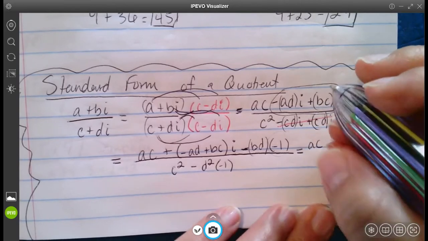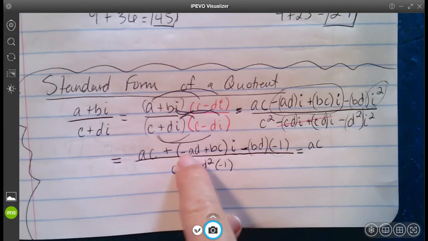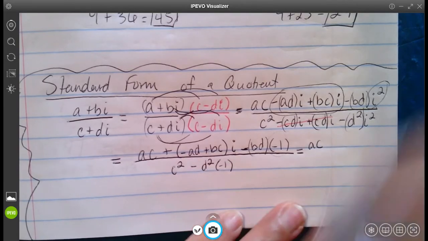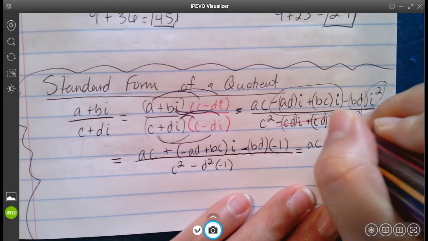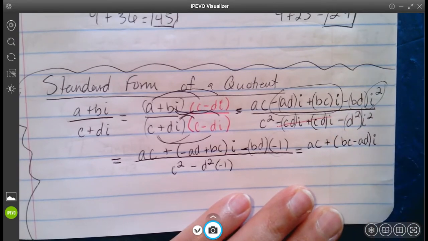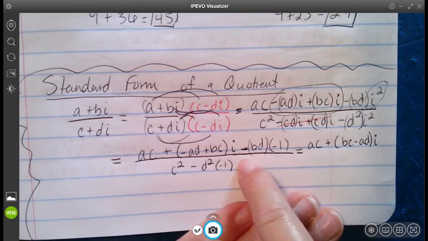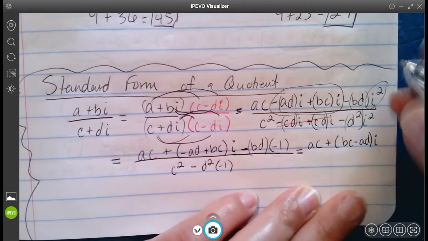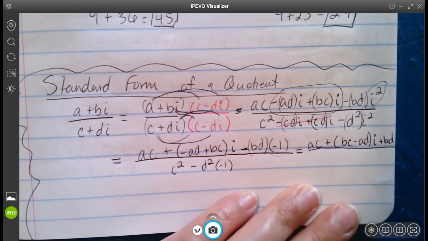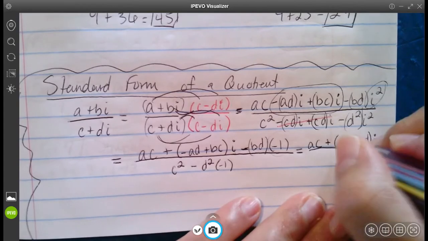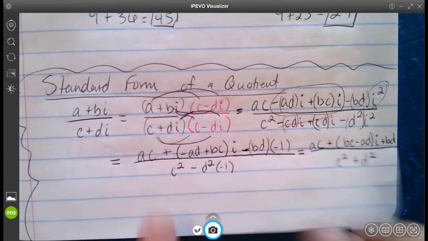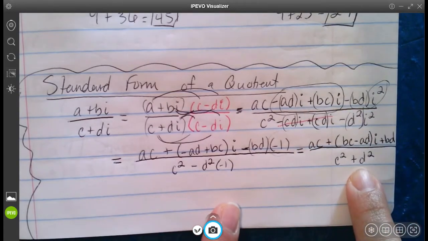So we're going to do ac. And I'm going to change the order here just because this does look a little weird to me. So I'm going to go ahead and do bc minus ad. So plus bc minus ad, i, okay? And then these two right here, a negative times a negative is going to give me positive. So it's going to be plus bd, okay? Over the bottom, so c squared plus d squared, because again, the two negatives make a positive.